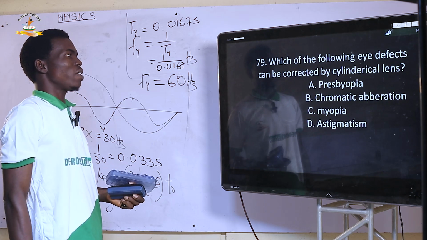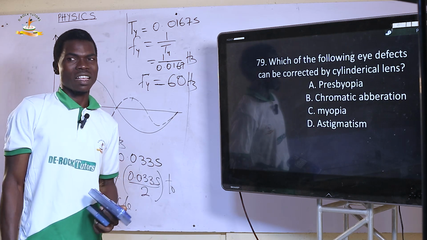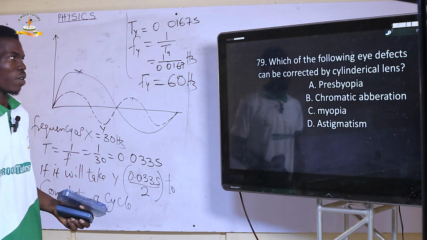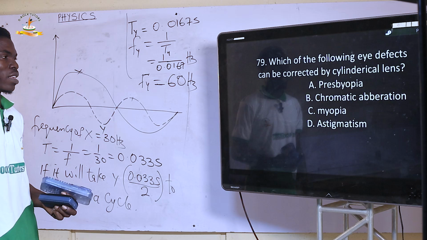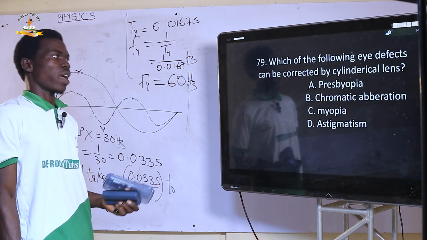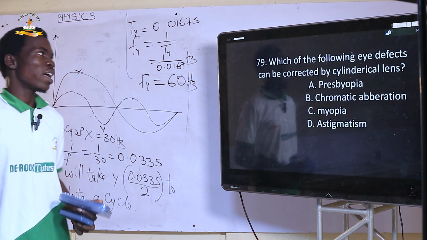Which of the following eye defects can be corrected by cylindrical lenses? A. Presbyopia. B. Chromatic aberration. C. Myopia. D. Astigmatism. It is actually astigmatism.